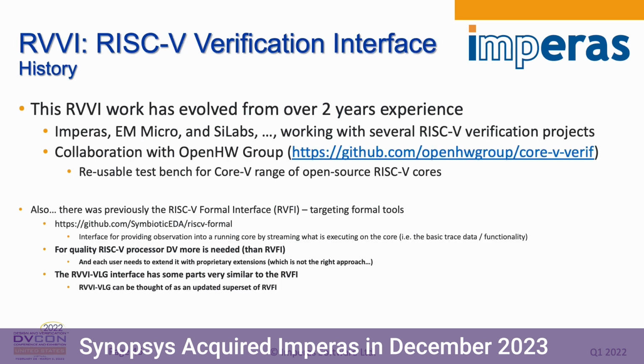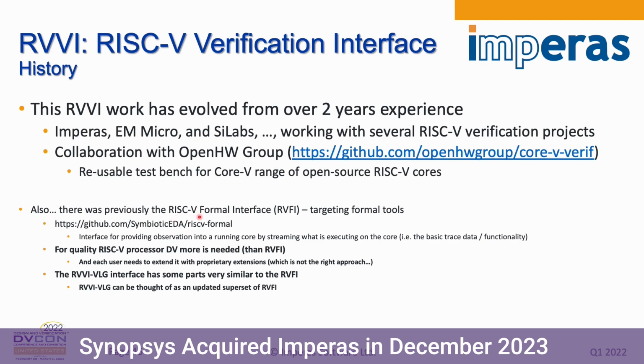So let's talk about the RISC-V Verification Interface. Well, it's evolved over the last 2 years. Some of the work in the open hardware group, but Imperas with some of the customers that we've been working with on there, and several different RISC-V verification projects. And the open hardware group is building this reusable CORE-V cores and trying to have a reusable test bench in there for these cores. And so that's sort of where this work has originally come from and been used.